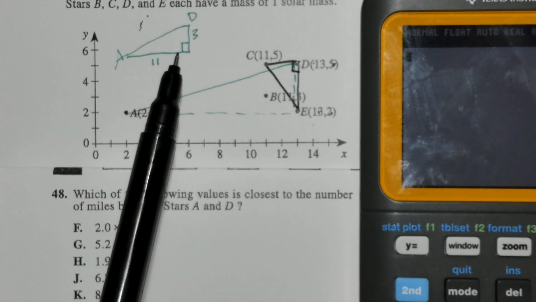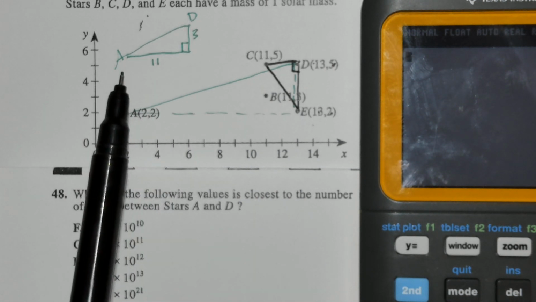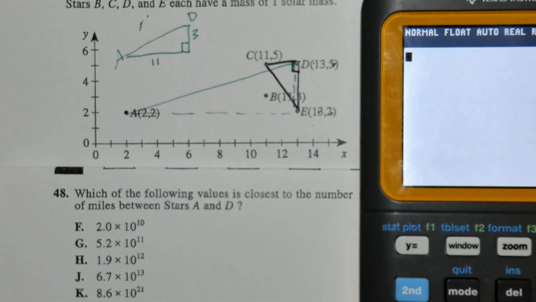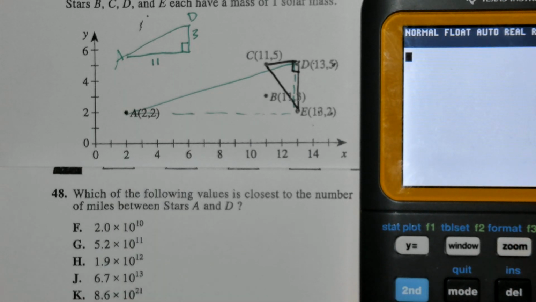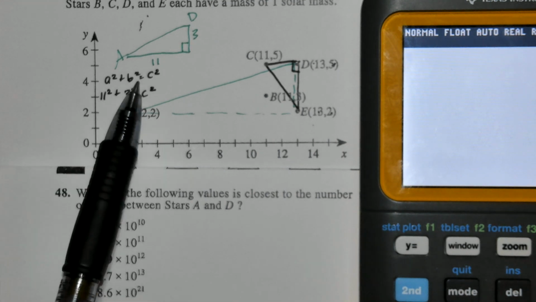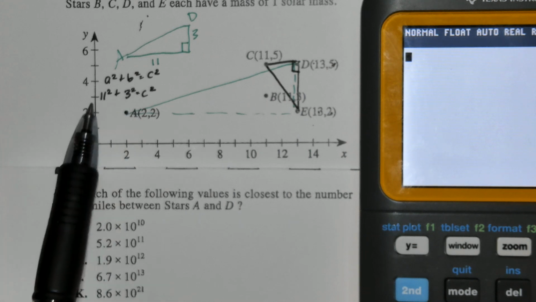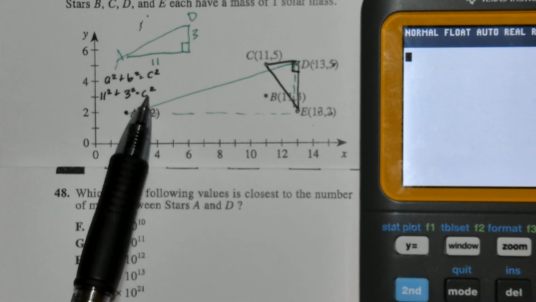I have a right triangle, and so to find this hypotenuse, I can use the Pythagorean theorem, a squared plus b squared equals c squared. So on my calculator, I know that a squared plus b squared is c squared. And so I'm going to put the two legs in for the a and b. 11 squared plus 3 squared has to equal c squared.